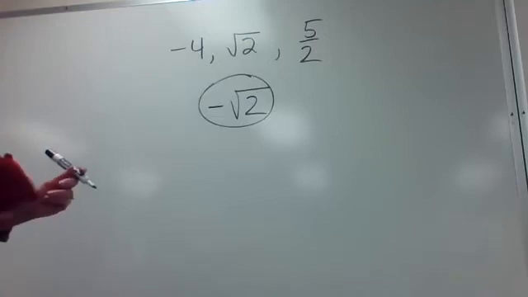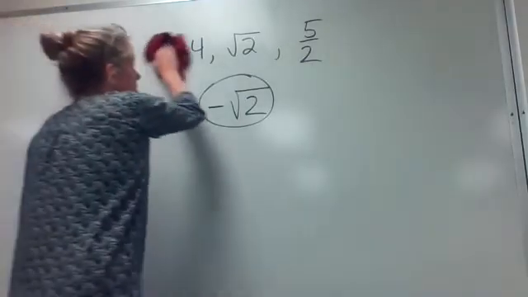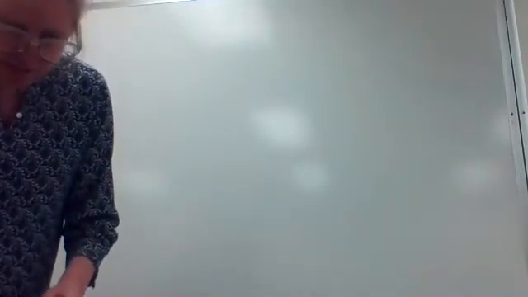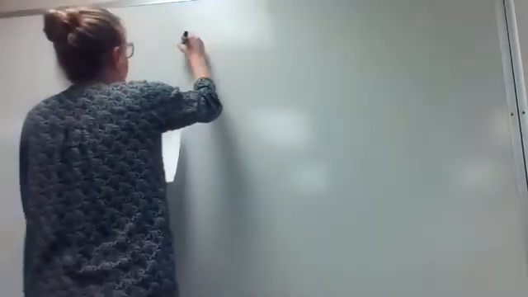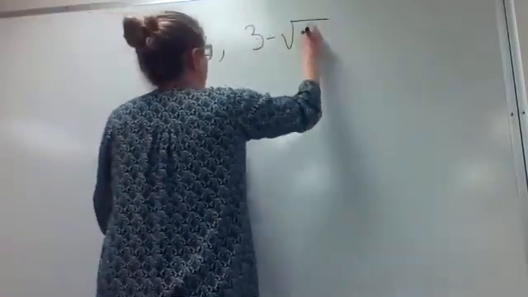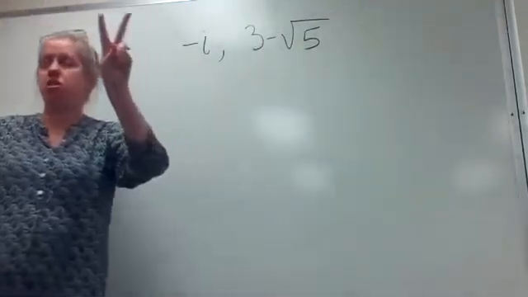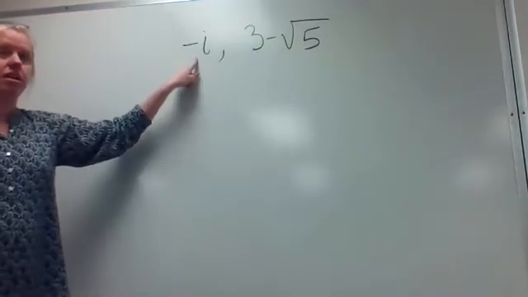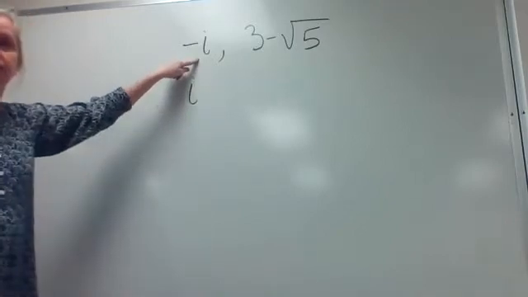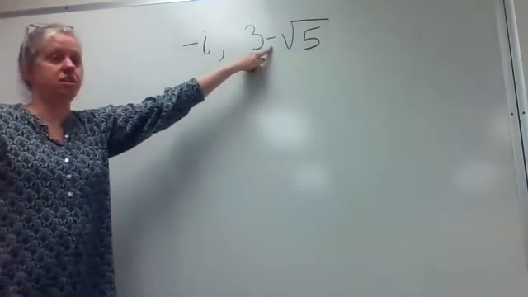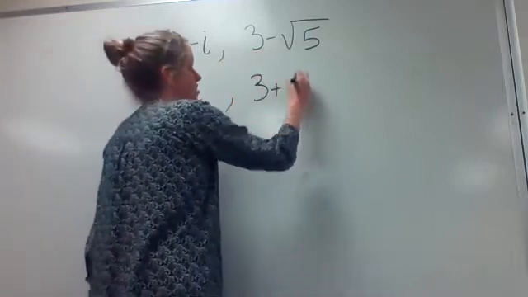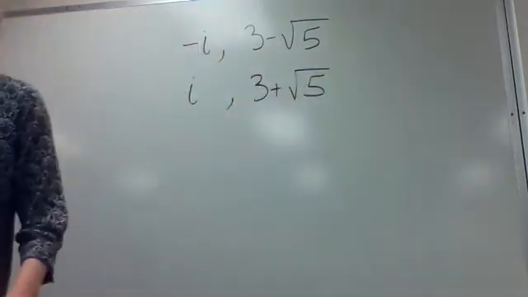That's it. Number 8. Same thing. Suppose a polynomial function of degree 4 has these zeros, negative i and 3 minus the square root of 5. So how many zeros are missing if it's degree 4? Giving me 2, which means 2 are missing. If negative i is a 0, so is i. If 3 minus the square root of 5 is a 0, so is 3 plus the square root of 5. Those are the 2 missing zeros.